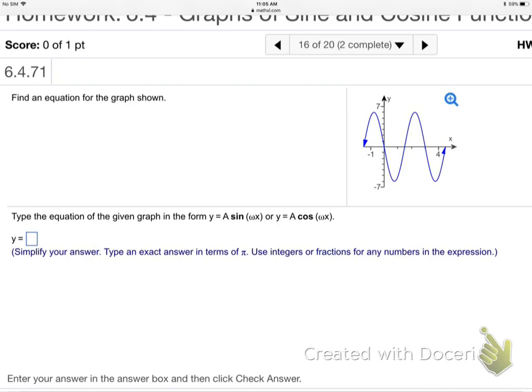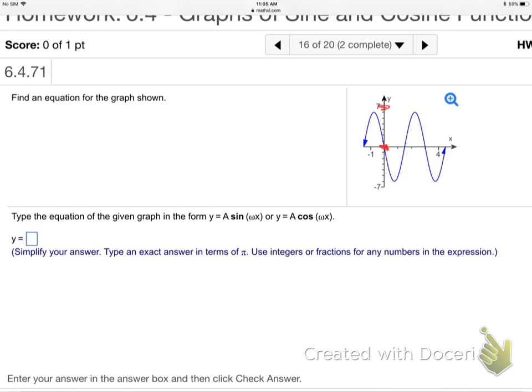Why would you want to do that? Because then you can do all kinds of things. Once you have the equation, you can predict things in the future with the equation. You can do all kinds of things with the equation. So how do we do it? So first off, is it a sine or a cosine? Let's start there. Yes, how do you know it's sine and not cosine? Because it starts at the origin. Good job. So sine starts at the origin.